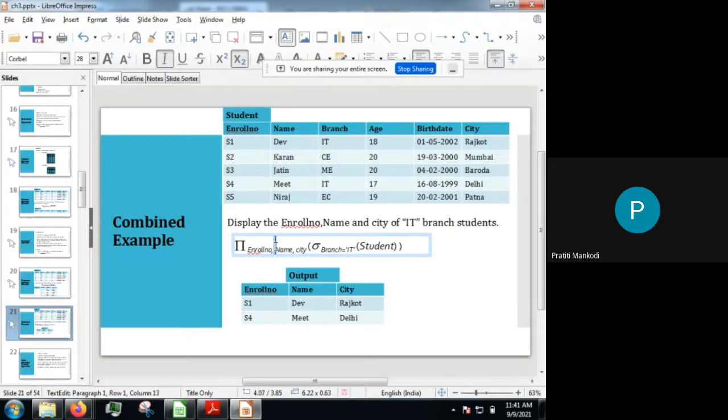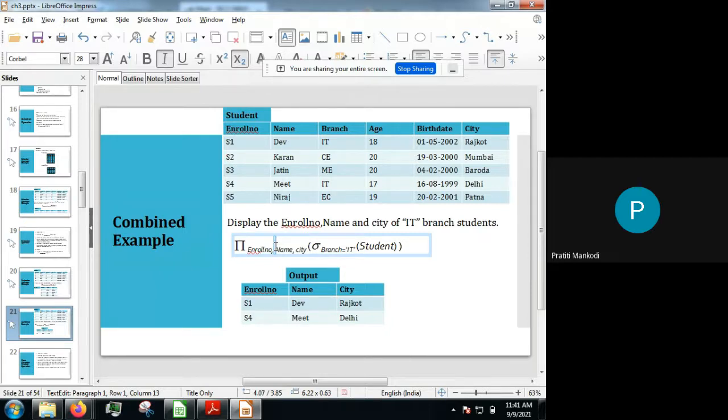4 plus 5 into bracket 3 minus 2. So first of all 3 minus 2, 1. So intermediate result is 1. Then that intermediate result is used in the remaining calculation. The same way, branch is equal to IT will be filtered first. Then that temporary table will be created. You will not be able to visualize the temporary table, right?